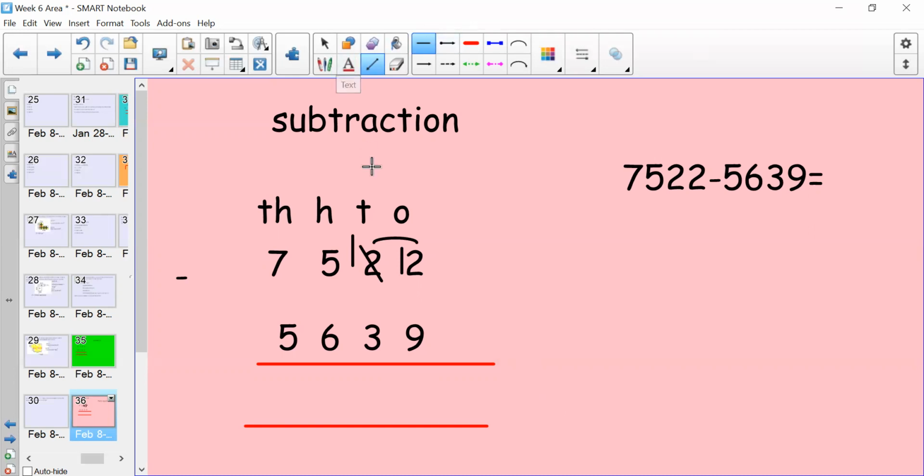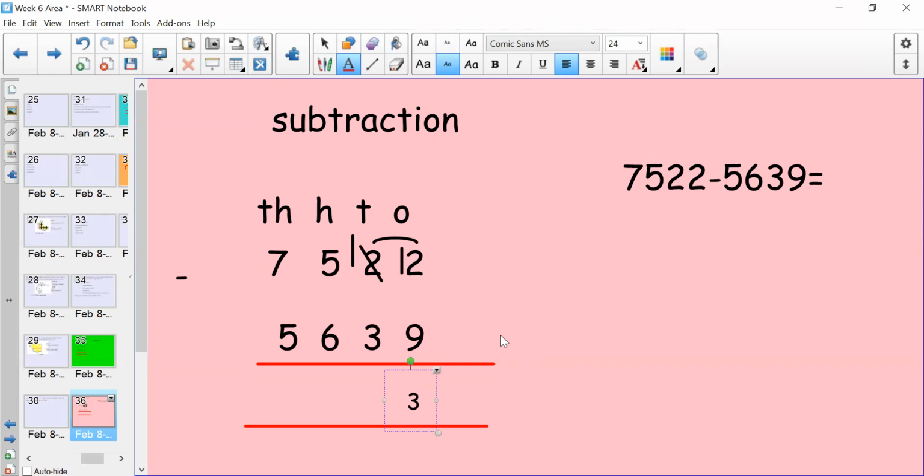So now we can do 12 take away 9. Okay, and the answer is 3. Okay, then we move to the tens column. So now we are doing 1, or 10, take away 3, or 30. So don't go 2 take away 3 because we've crossed that 2 out already. So now we've got this new number, which is 1 take away 3. And again, we can't do that.